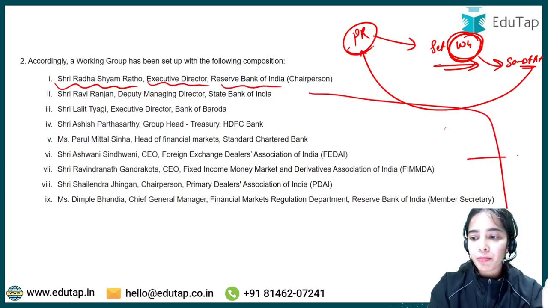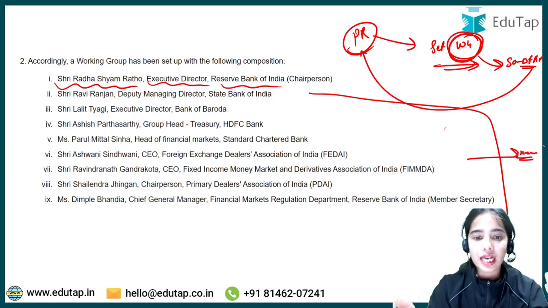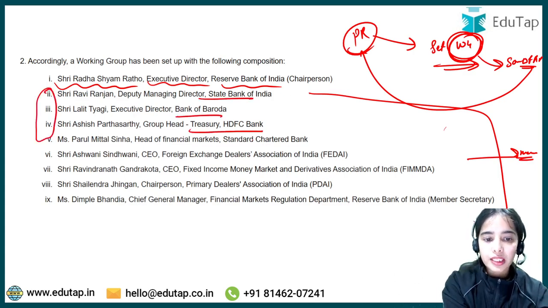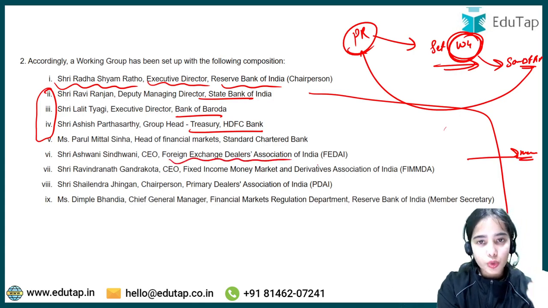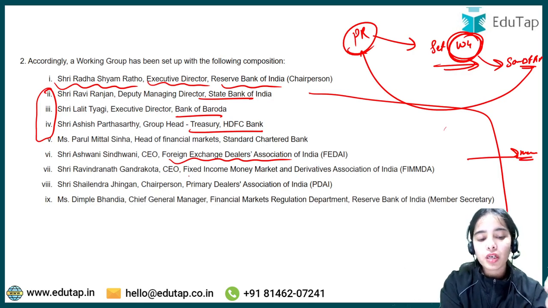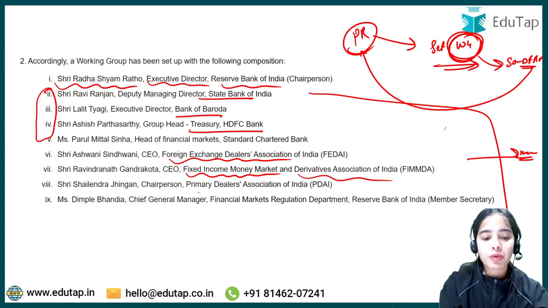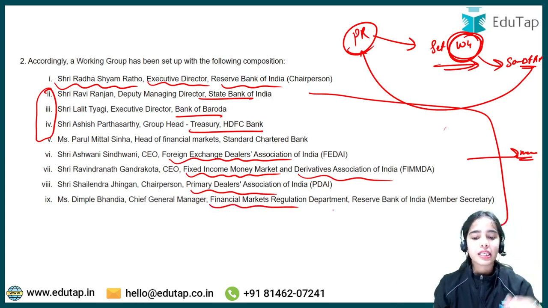And the members of this working group are from different areas. You can understand that the different members are there from the banks. There are members from the Foreign Exchange Dealers Association of India. There is a member from the Fixed Income Money Market and Derivatives Association of India. There is a member from the Primary Dealers Association of India, and there is a member from the Financial Markets Regulation Department.